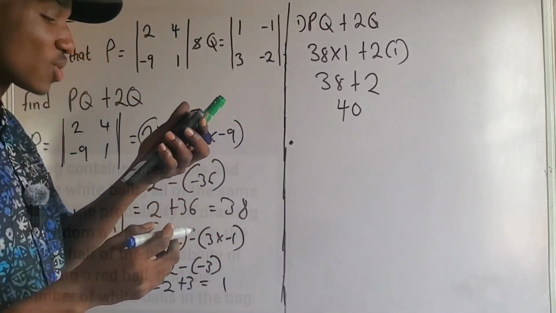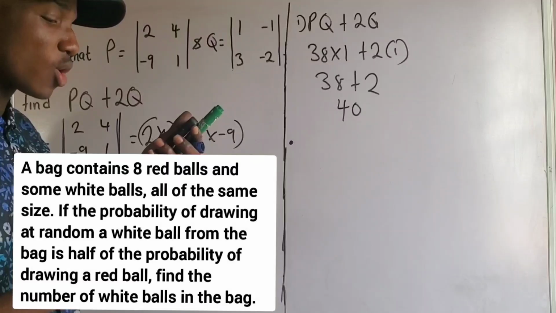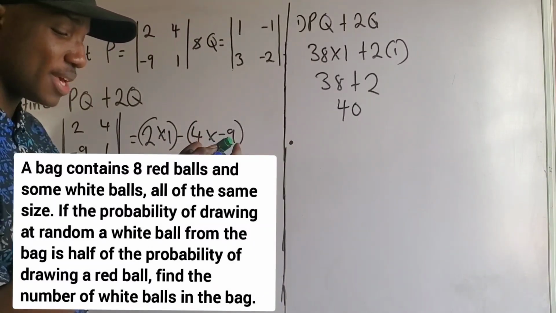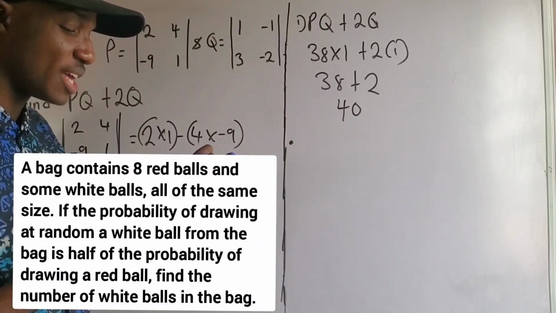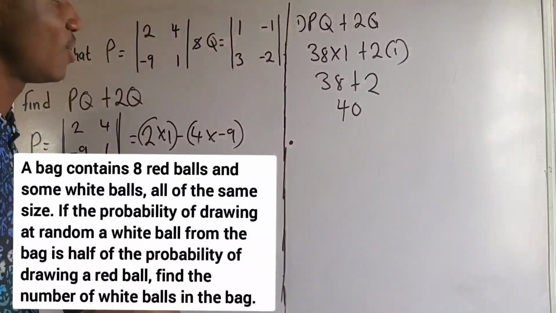A bag contains 8 red balls and some white balls, all of the same size. If the probability of drawing at random a white ball from the bag is half the probability of drawing a red ball, find the number of white balls in the bag. Okay, look at that question.